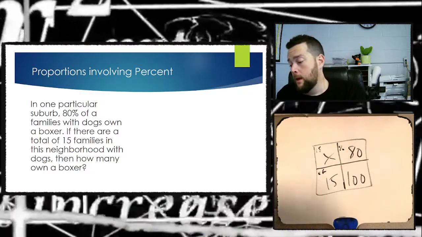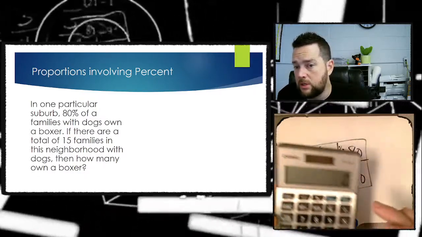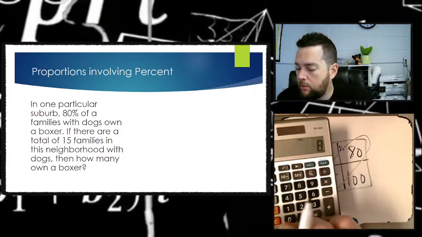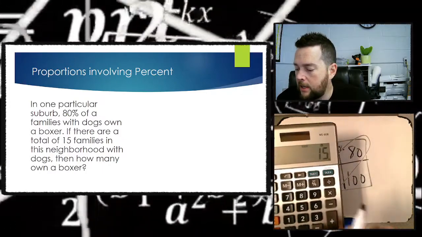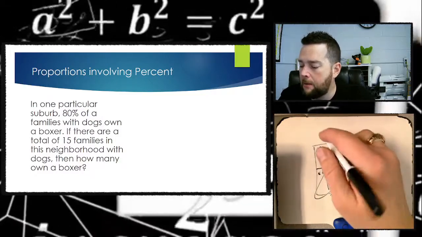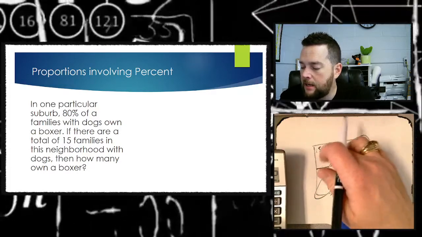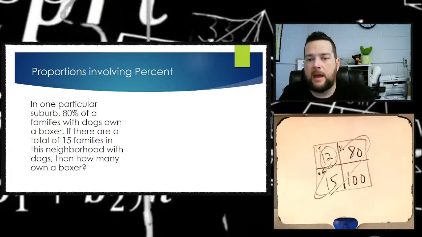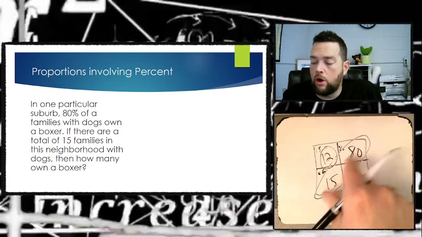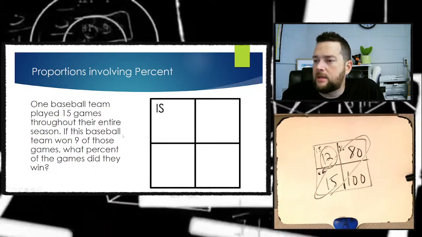So then we put it in our percent box just like this, and we're going to cross multiply. So I'm going to multiply 80 times 15, the two numbers that are diagonal from each other, just like that. And then I'm going to divide by 100. And I'm going to find out that 80% of 15 is 12. That's my answer, just like that. So once you fill in the percent box, you'll cross multiply and divide. Try this next one, all right?